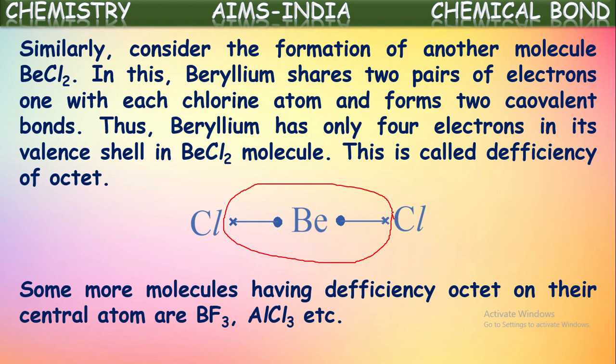One example is BF3, boron trifluoride. The central atom is boron, which has only 3 valence electrons. After forming 3 covalent bonds with 3 fluorine atoms, it gets 3 pairs of electrons shared, that means only 6 electrons. But according to the octet rule there should be 8 electrons, while boron has only 6 electrons in its valence shell in the BF3 molecule. This is called deficiency of octet. Even after bond formation, it is not getting 8 electrons. In a similar way, the aluminum chloride molecule also. Right, that is about violation of the octet rule, having superoctet or deficiency of octet.